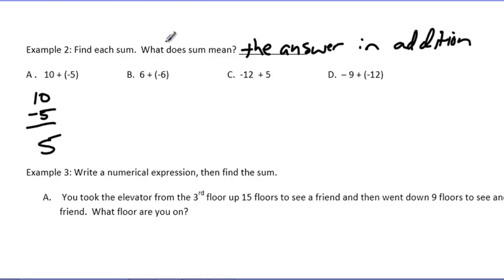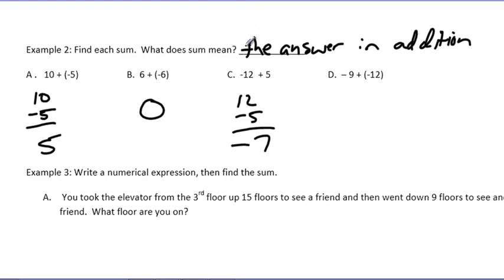Those are the same but opposite, so they're going to take each other away. 0. Alright, looking at C. I have different signs. I'm going to ignore the signs for a second. I'm going to subtract the absolute values. Then I'm going to go back and say which one of these is bigger. Okay, the 12 is bigger than 5. 12 is negative, so my answer is negative.